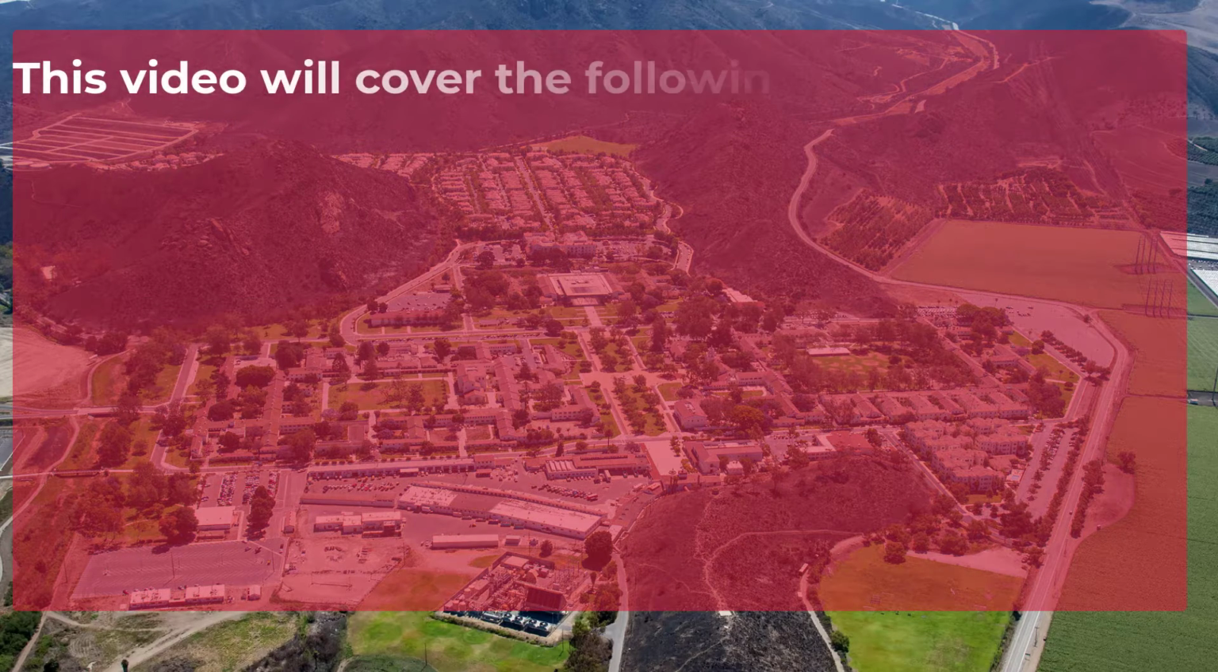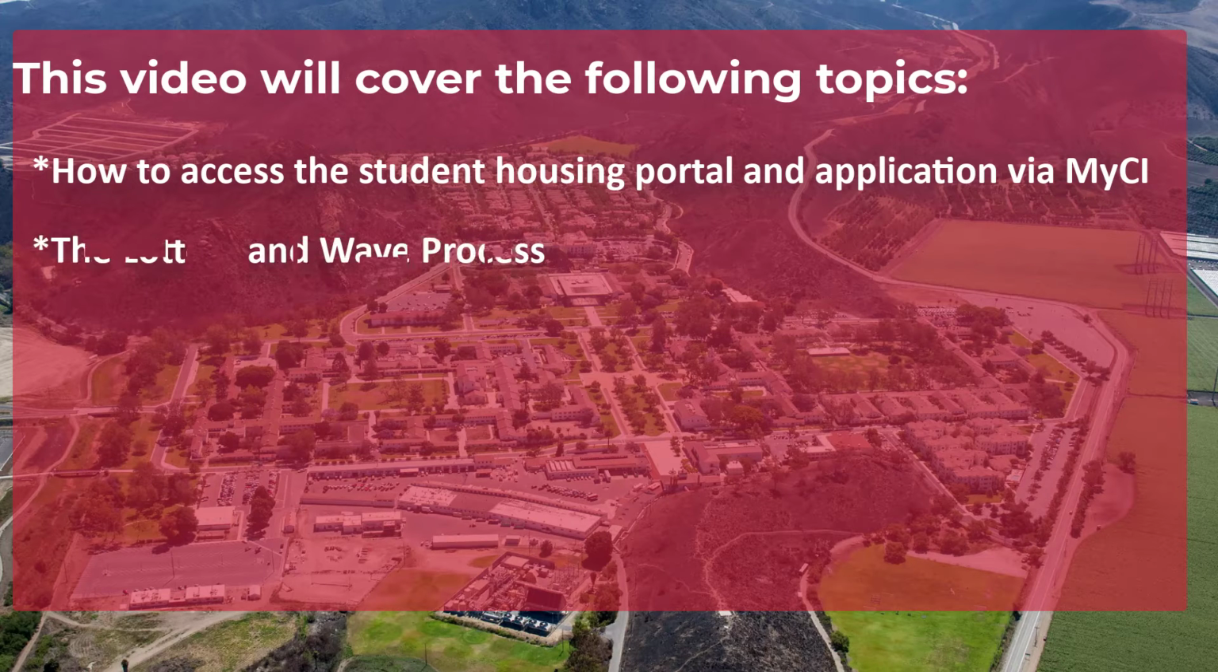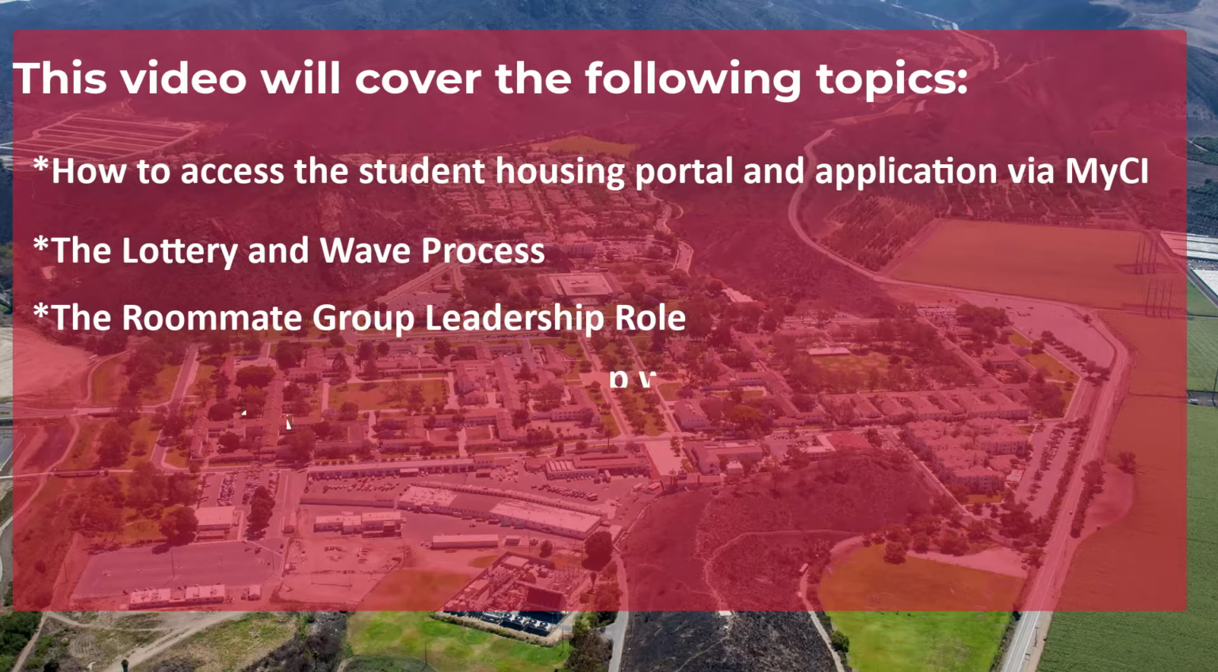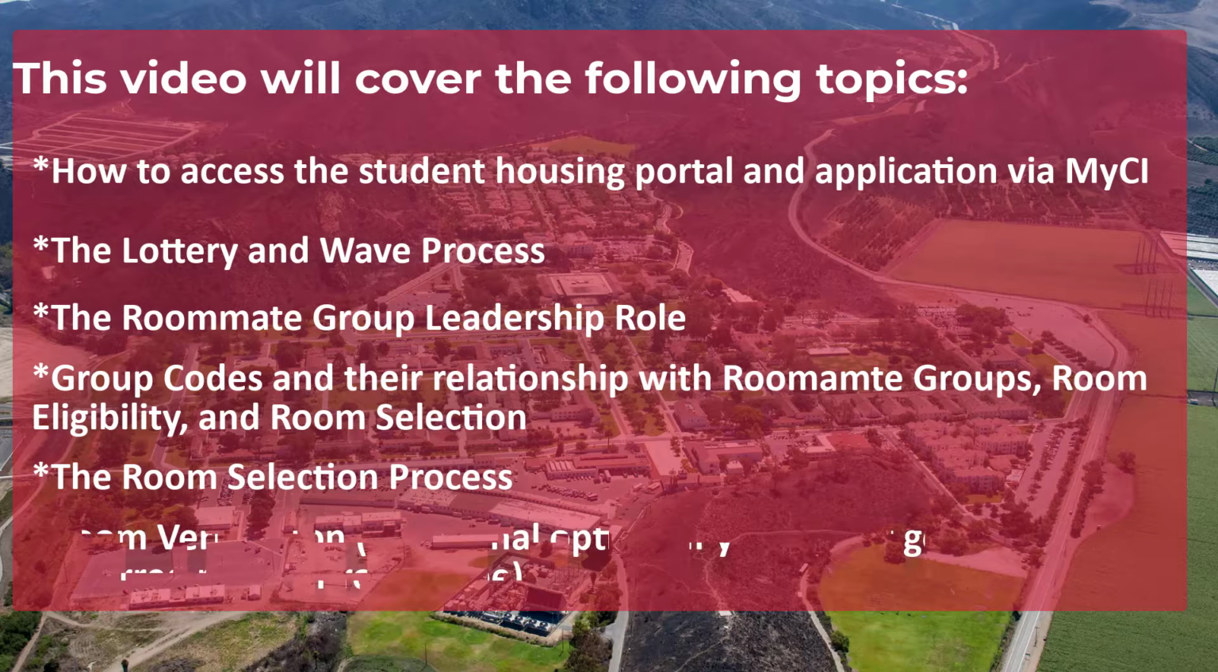This video will cover the following topics: how to access the student housing portal and application via MyCI, the lottery and waive process, the roommate group leadership role, group codes and their relationship with roommate groups, room eligibility, and room selection, the room selection process, and room verification.